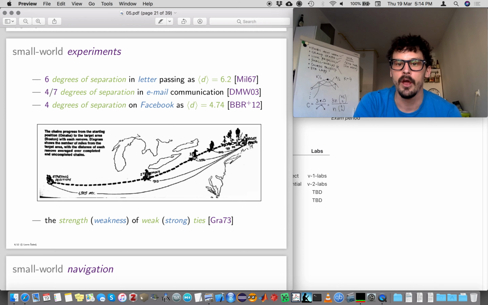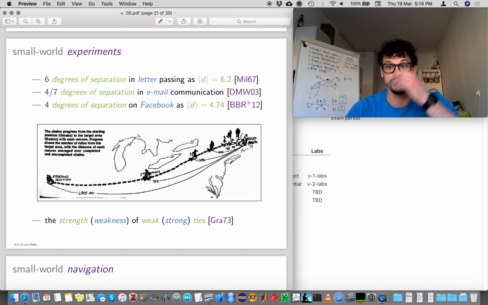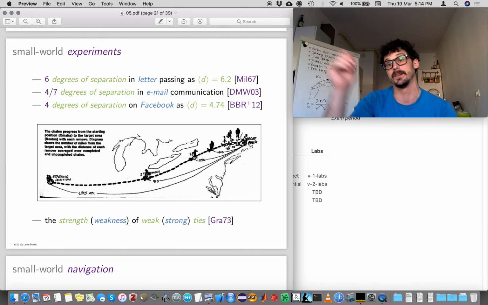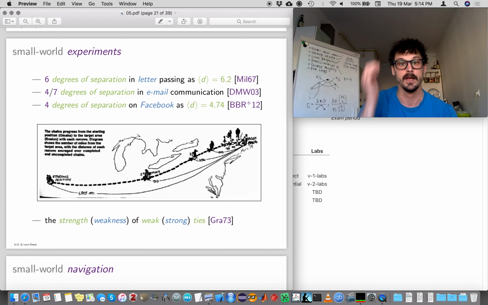The experiment also highlighted a tunneling effect at the end. Most of the letters at the last step went through one particular other stockbroker that then forwarded the letters to the target one.